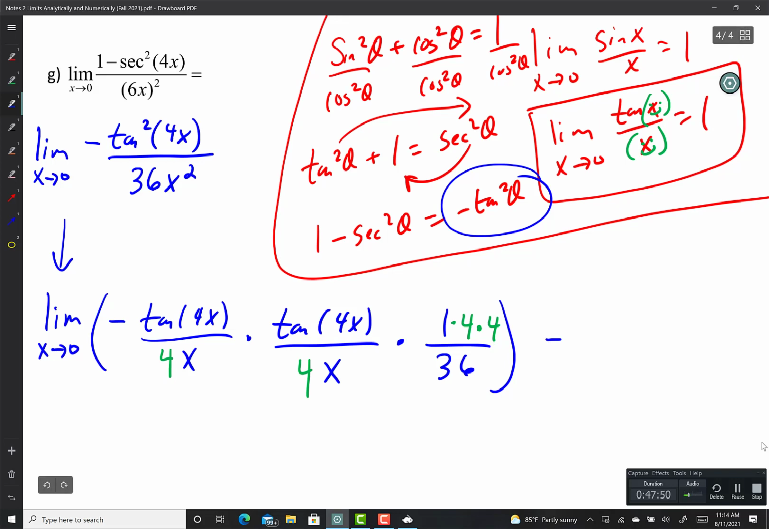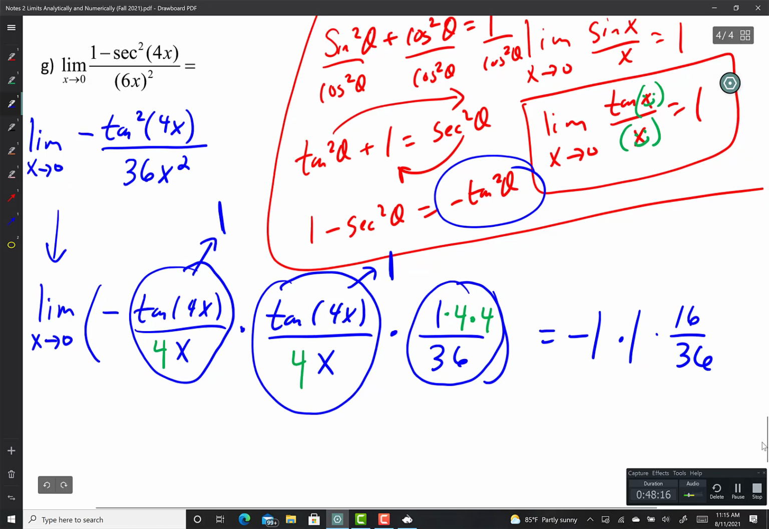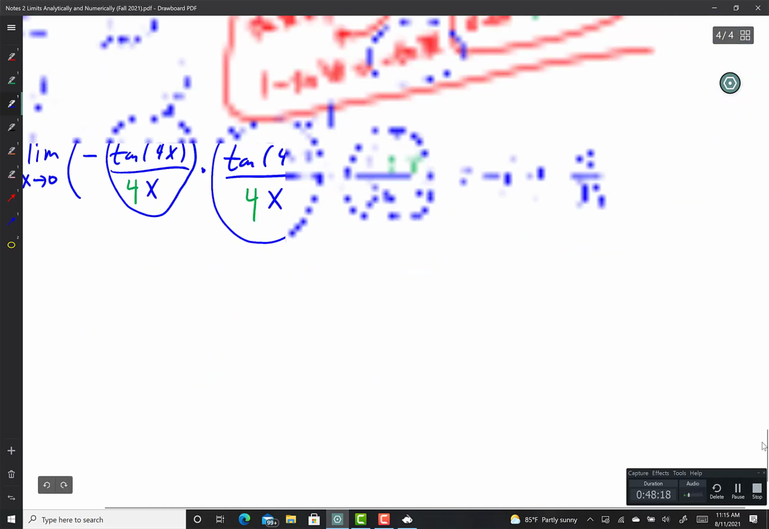So let's see. This right here, I know I see a negative in the front, but that right there that I just circled, all that is 1. And yeah, with the negative is negative 1. And then this one that I'm circling again, that's also another 1. So I have negative 1 times 1. And then this right here, let's see what that is. 4 times 4 is 16. 16 over 36, which reduces. What does that reduce to? Yeah.